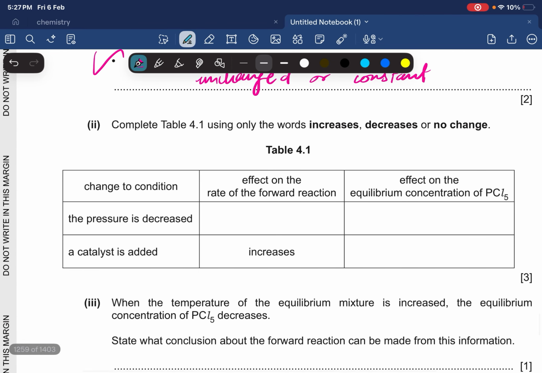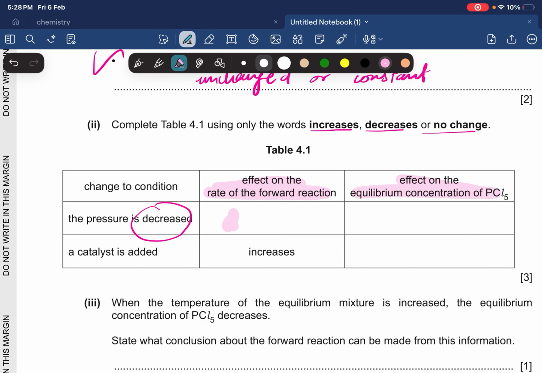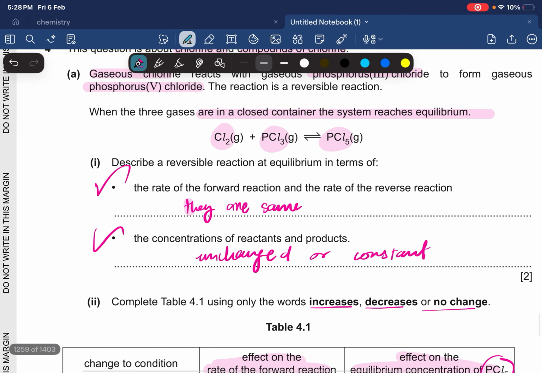Complete table 4.1 using only the words increases, decreases, or no change. The change to the condition: the pressure is decreased. Whenever you decrease pressure, you should know that there are 2 things: the rate of the reaction and the equilibrium. The rate of the reaction does not depend on equilibrium, and equilibrium does not depend on the rate of the reaction. So whenever you decrease the pressure, the rate is definitely going to decrease. But the effect on the concentration of PCl5, we would have to figure out.